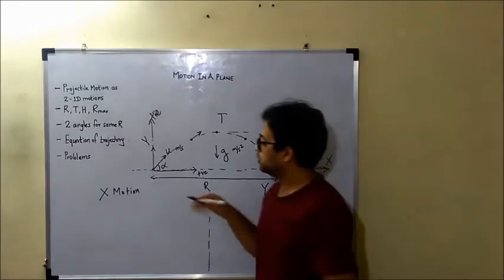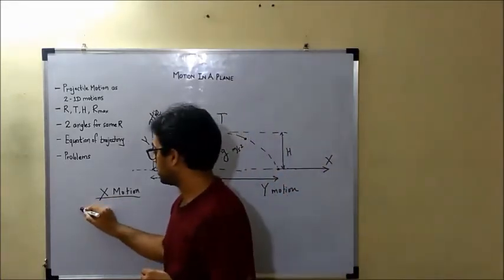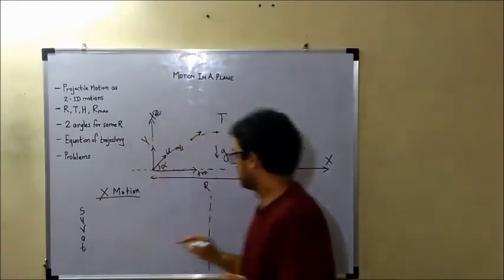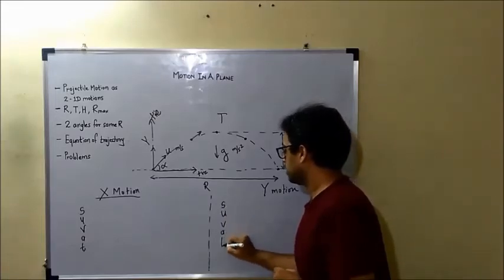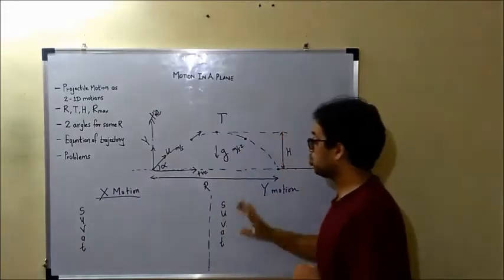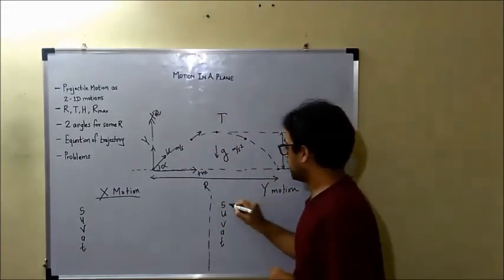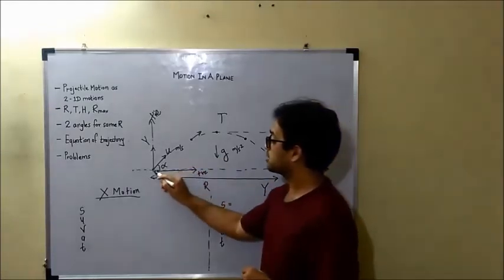Okay. Now once we do that, x motion, we will write our 5 parameters: s, u, v, a and t. Here also we will write our 5 parameters: s, u, v, a, t. Remember that these parameters are only about the horizontal motion. These are only about the vertical motion. So let us plug in parameters. What is my s? Now this is y motion. So how much is my s?